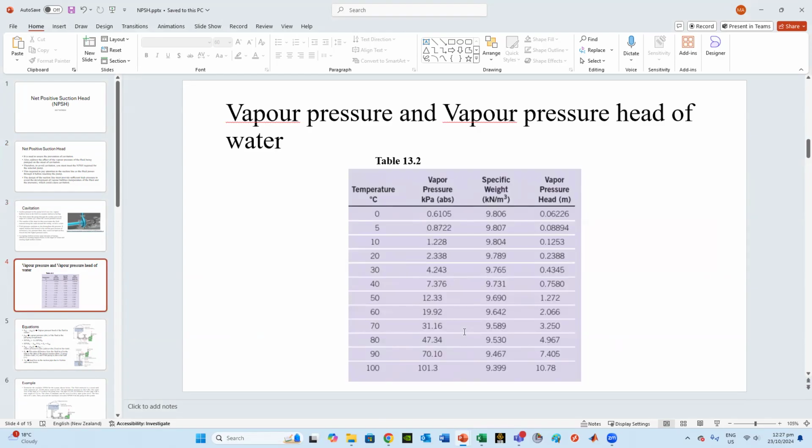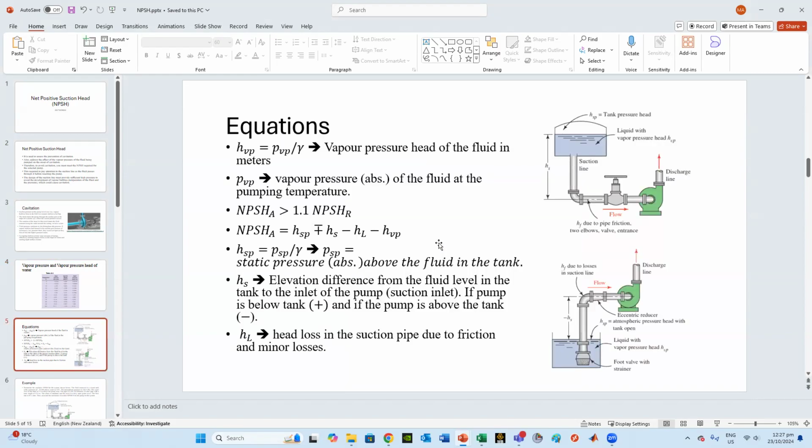In the textbook, chapter 13, table 13.2, gives the vapor pressure and vapor pressure head of water at different temperatures in degrees Celsius from 0 to 100. And you can see the vapor pressure in kilopascal, the specific weight for the water, and as well the vapor pressure head calculated here in this equation. So the equation we use from this textbook is HVP equals VP, the vapor pressure, divided by gamma, the specific weight. We call it the vapor pressure head of the fluid, in meters.